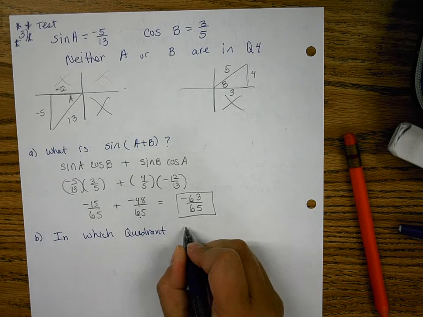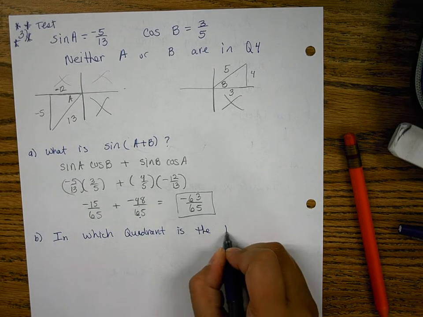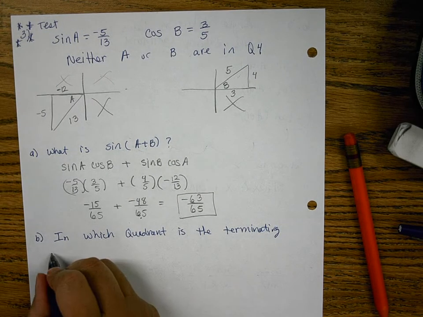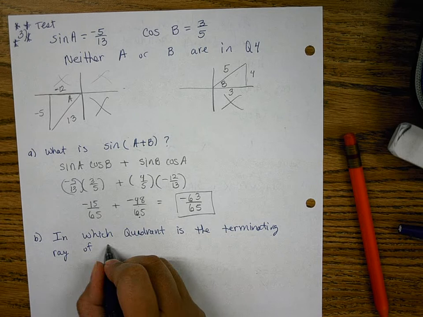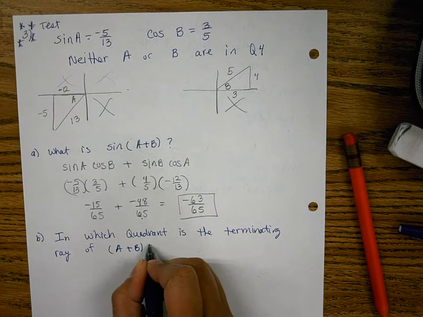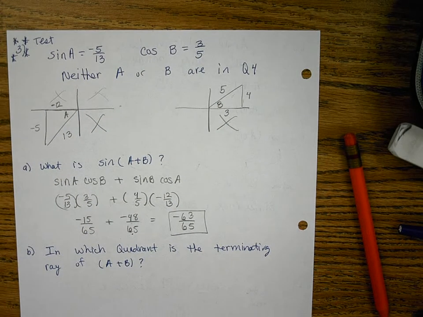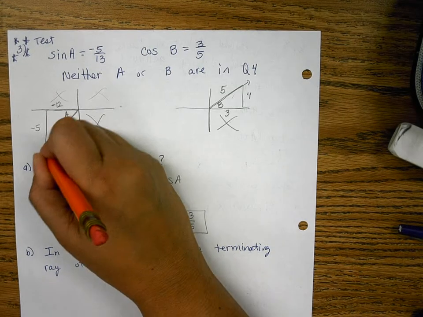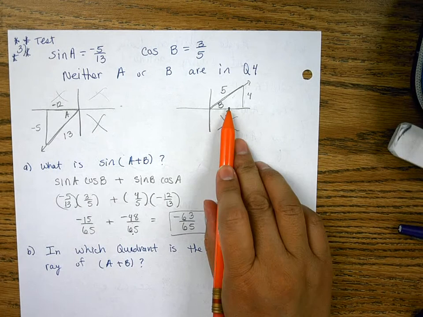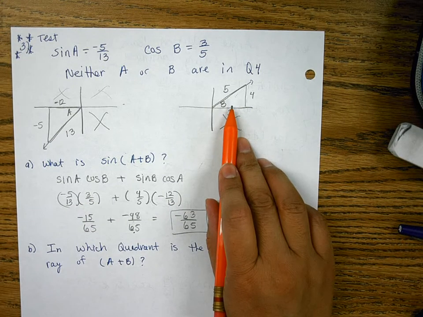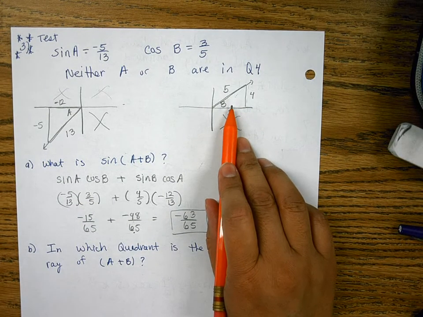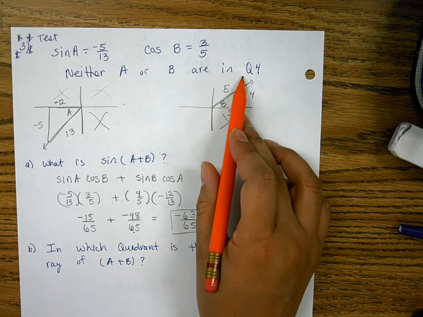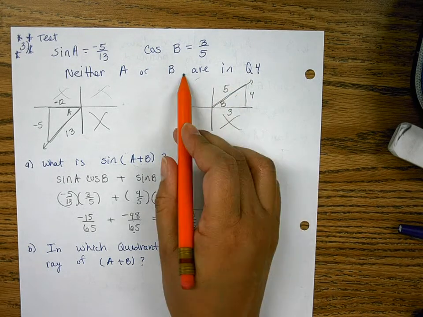And here's the question. In which quadrant is the terminating ray of A plus B? Okay, terminating ray, remember this is my terminating ray here for B. Here's my terminating ray for A. Once I add angle A and angle B together, where does my terminating ray end up? In quadrant 1, 2, 3, or 4?